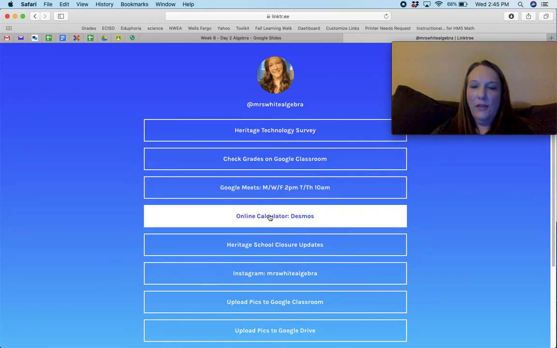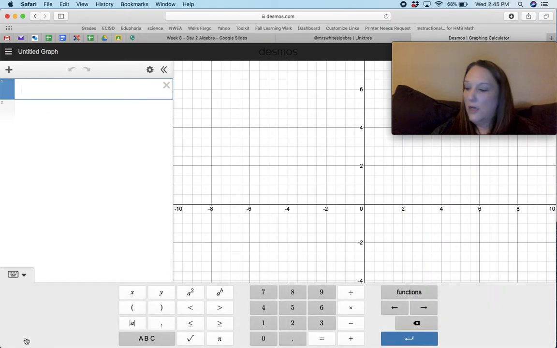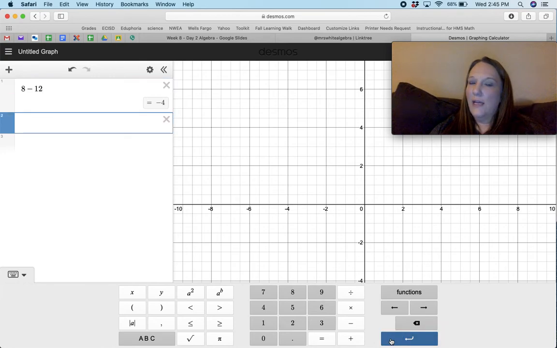And there's that online Desmos. Or you can just type in desmos.com. We're going to click the arrow to bring up the calculator. So on this one, to find slope, we need to use a calculator. So the first one on number 1 was 8 minus 12. That's going to give us that -4.